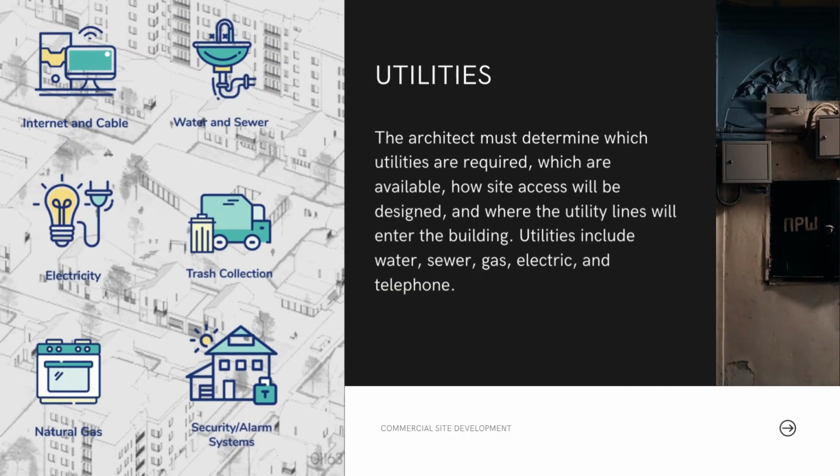Okay, maano naman ta diri sa utilities. Utilities, the architect must determine which utilities are required, which are available, how site access will be designed, and where the utility lines will enter the building. Utilities include water, sewer, gas, electric, and telephone. As you can see sa gilid sa aton presentation, may ara didto internet and cable, water and sewer, electricity, trash collection and natural gas, and also the security or alarm system. Next slide.